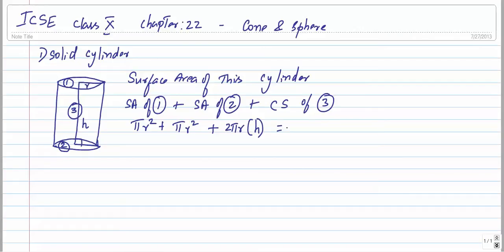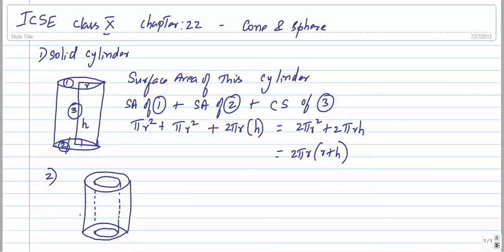So the total surface area of this figure would be 2 pi r square plus 2 pi r into h. This term is coming because we have h circles, each of circumference 2 pi r. So that is effectively 2 pi r into r plus h. Are we clear about this, the case of solid cylinder?